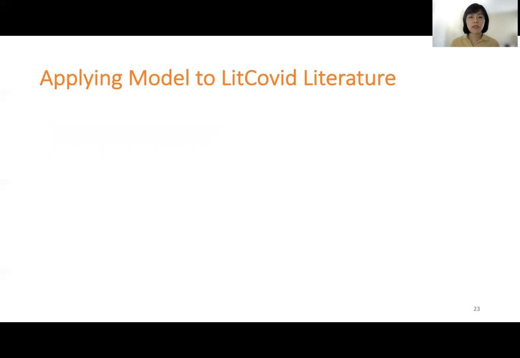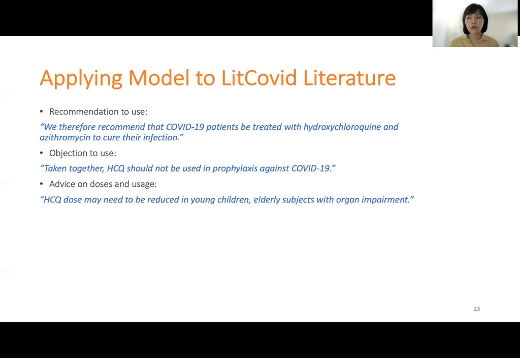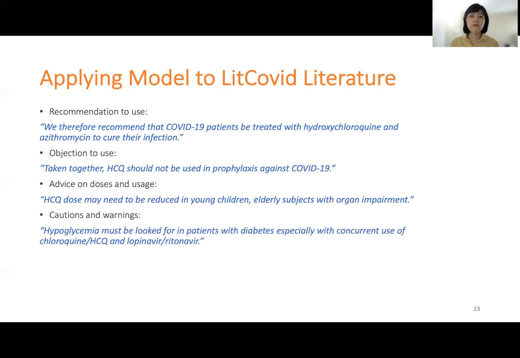Zooming in on the predictions, we were able to see recommendations to use HCQ, objections to use HCQ, advice on the doses when using HCQ, and warnings made by researchers for this medicine. Even though summarizing the advice by opinions and topics is beyond the scope of this study, if we combine these current prediction results with other NLP techniques, such as stance detection, we could further aggregate the advice by supporting HCQ use or not.